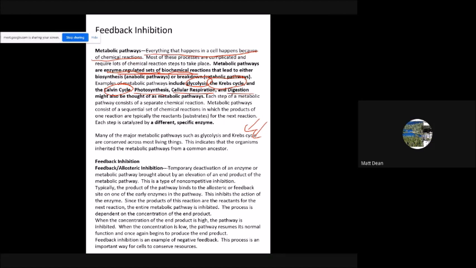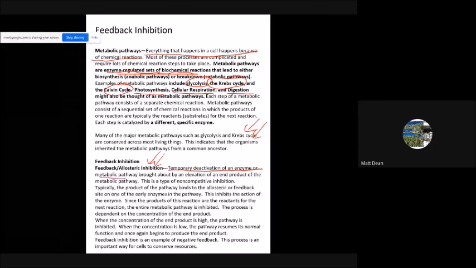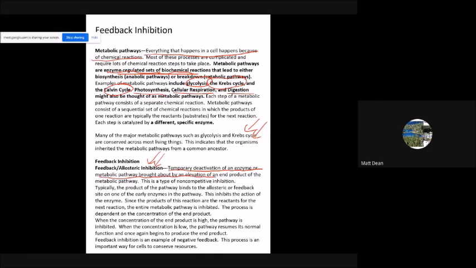The last thing I'll talk about before we get to the FRQs is feedback inhibition. So let's just read the definition that I have here first of all. Notice also, though, that sometimes you'll hear this process called allosteric inhibition. It's the temporary deactivation of an enzyme or a metabolic pathway brought about by the elevation of the end product of the pathway. We could think of this as a type of reversible non-competitive inhibition. And again, we might think of it as allosteric inhibition.